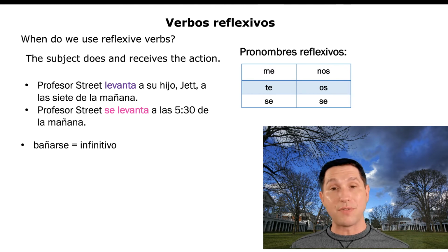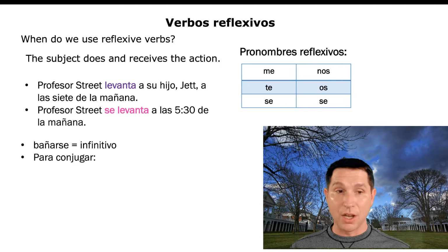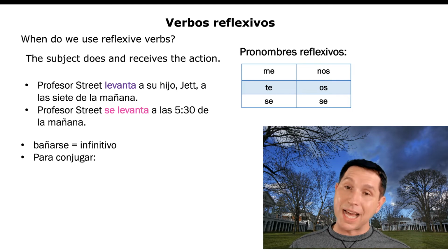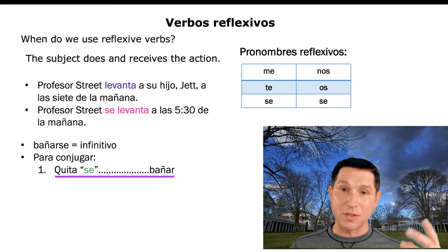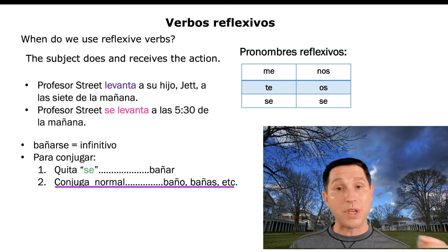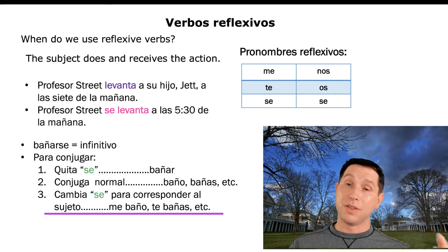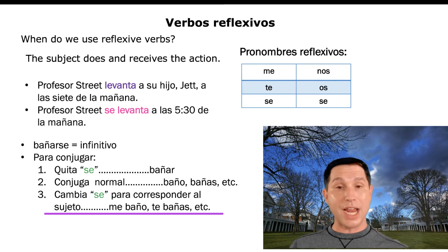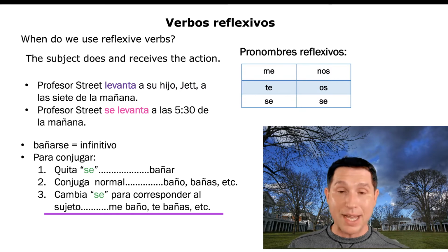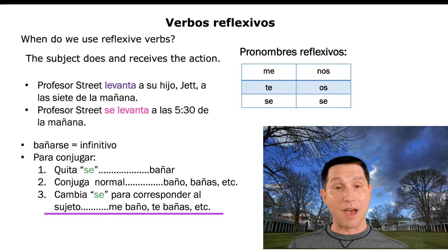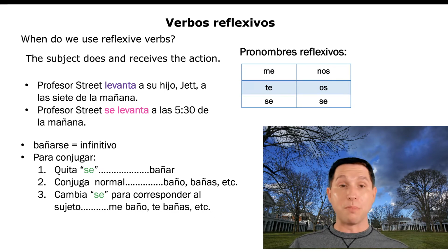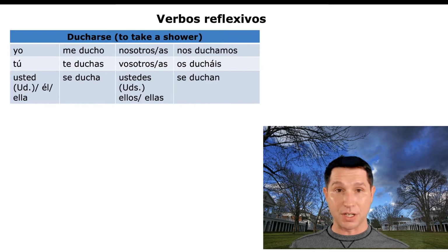We start with the infinitive, in this case, bañarse. In order to conjugate, quitamos se. We take off se. Tenemos bañar. Then we conjugamos normalmente el verbo. Conjugate the verb normally. Baño, bañas, etc. Then we cambiamos se para corresponder al sujeto. Change se in order to correspond with the subject. Me baño, te bañas, etc. Then you have your reflexive verb. The pronoun must correspond to the verb conjugation.